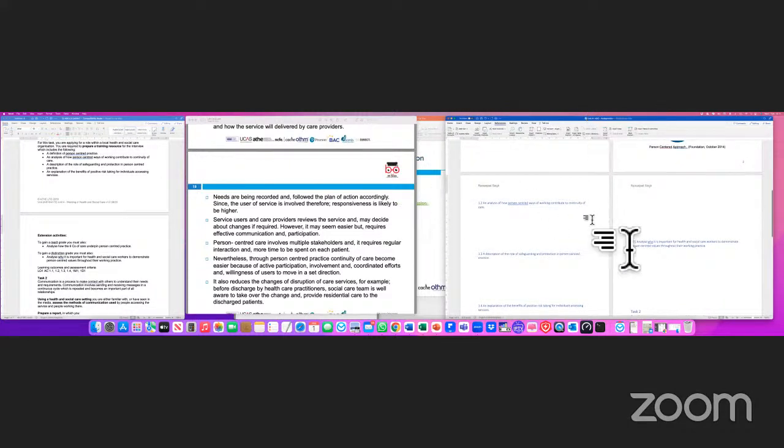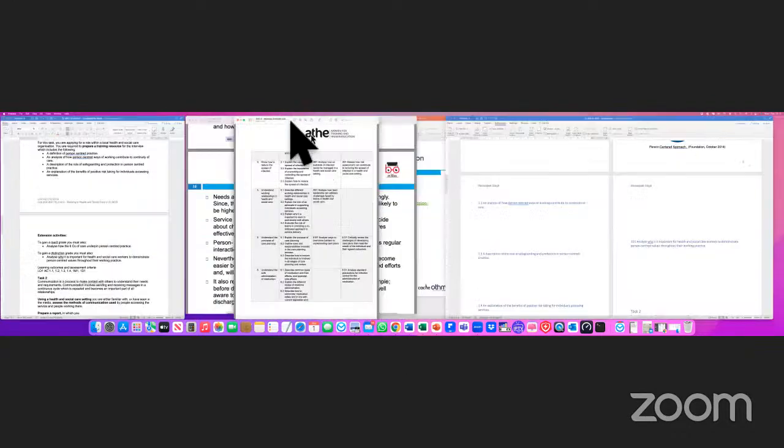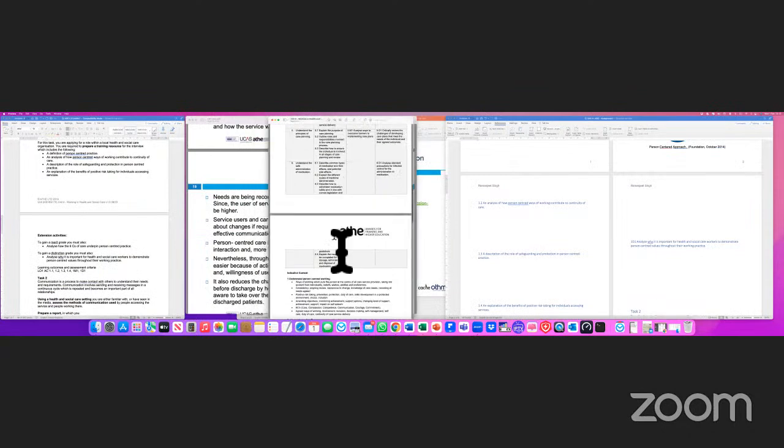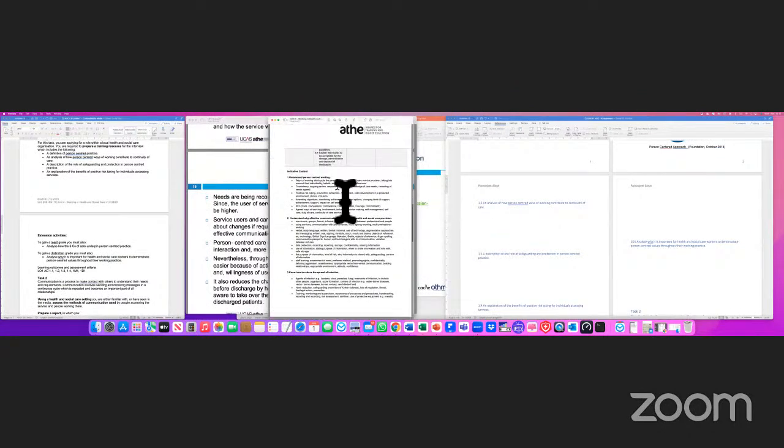Now, once you start going through some bits of the assignment, it will be useful for you to have the presentation open, and also the unit specification open, because in some cases you can clearly find out what is required to be covered in this particular task.